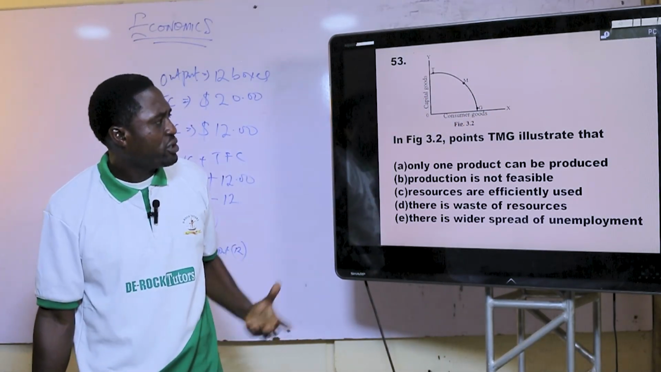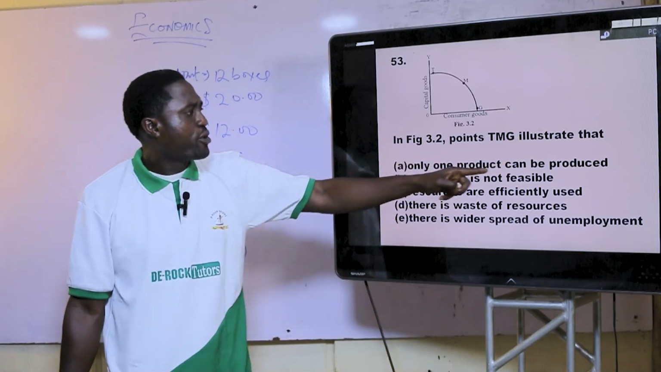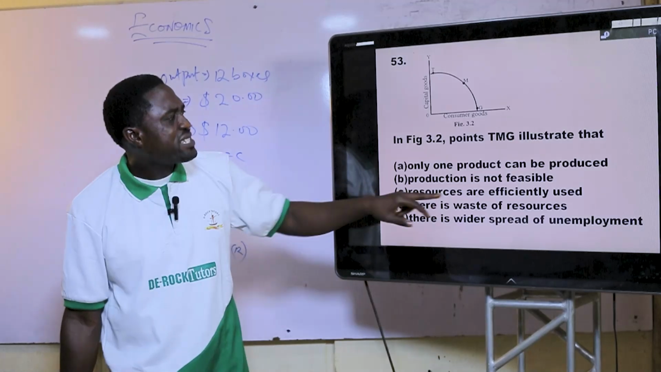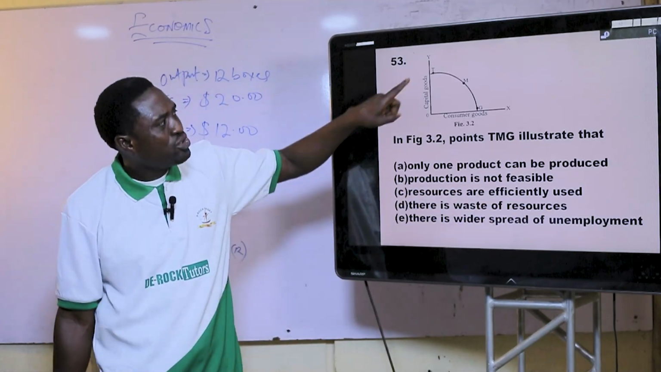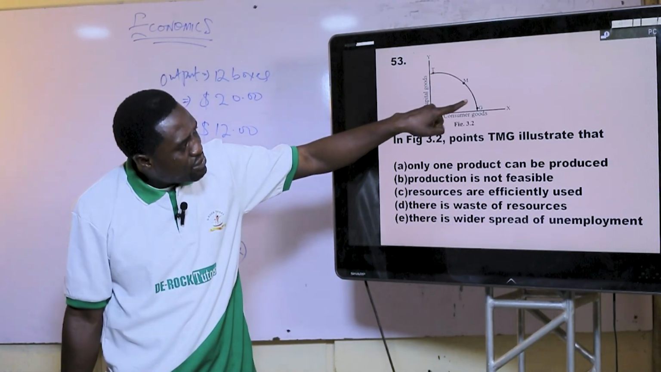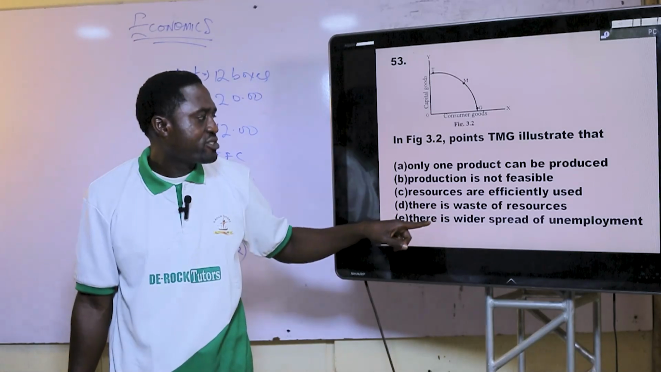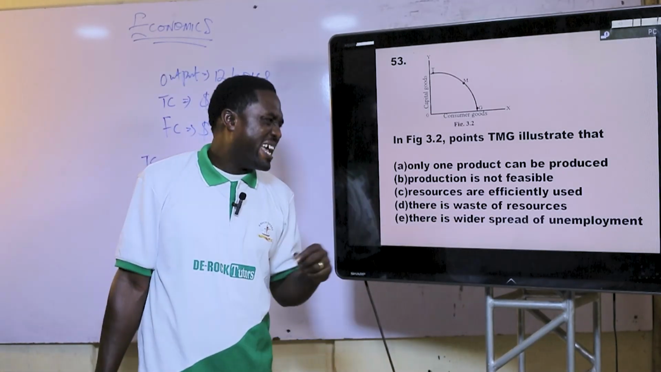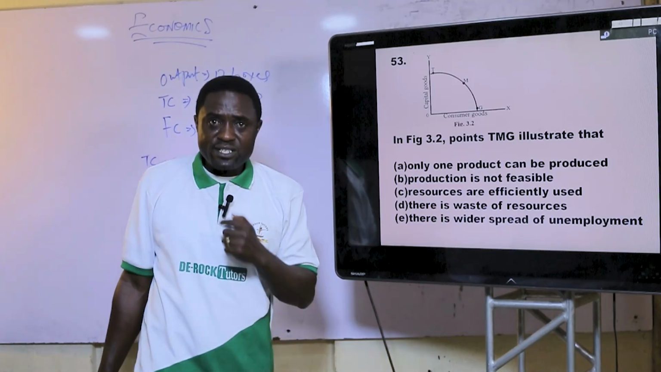Now let's go back to the question. Does the point say that only one product can be produced? No. Production is not feasible? No. Resources are efficiently used on this curve. There is waste of resources. There is widespread unemployment. So the perfect answer to this question is that resources are efficiently used. The next question.